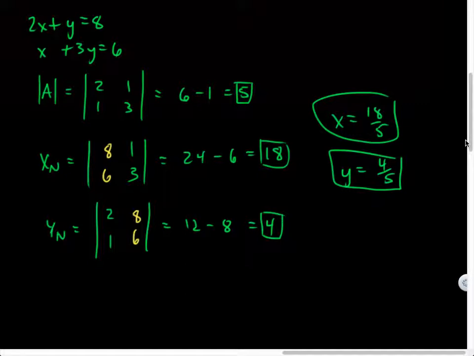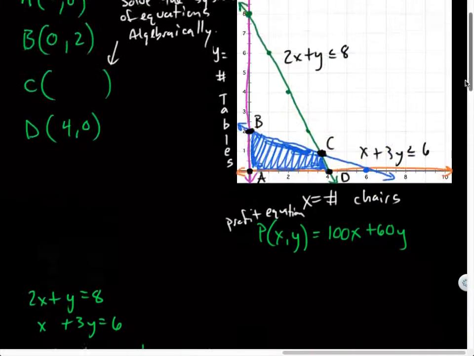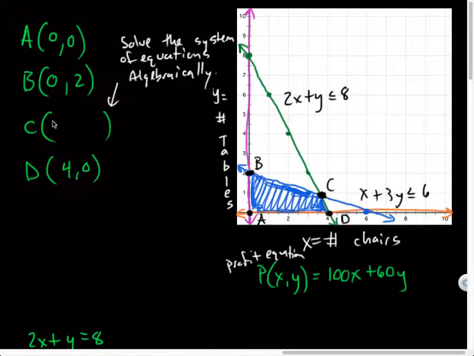But I just wanted to point out that if you have an intersection as a vertex of your polygonal convex set, and it doesn't land right on the grid, then you should solve the system of the equations that made up those two lines. So 18/5 and 4/5. Let's see, 18/5, what's that? 3.6. And 4/5 would be 0.8, something like that. So you can see, okay, that does actually make sense for point C.